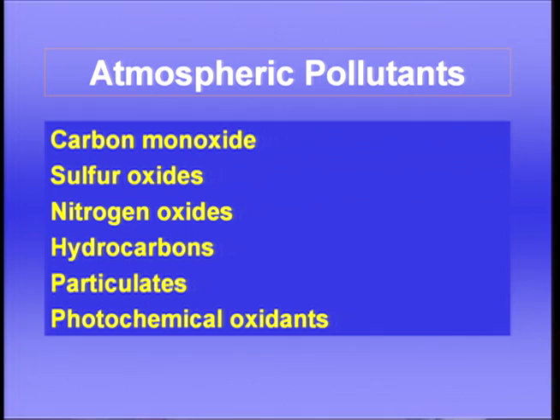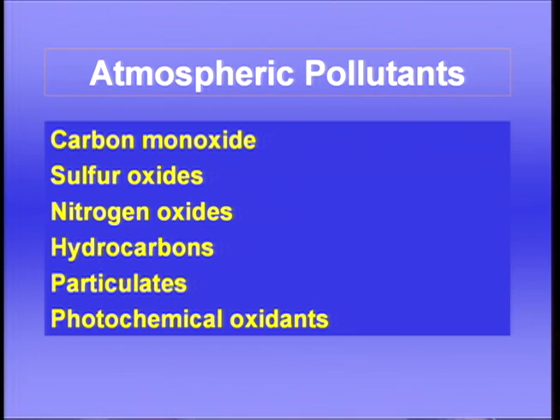Hydrocarbons are formed, again, mainly in the internal combustion engine. They, again, represent carbon that's not fully oxidized. They're not toxic in the normal concentrations that we see in the atmosphere, but they become very important in the development of smog, as we'll see in a few minutes. Particulates include soot and other particles, and they are often formed by industrial processes. And finally, we have photochemical oxidants that we'll talk about in a few minutes. They're extremely important because they are the components of smog, which is a serious problem in many environments.